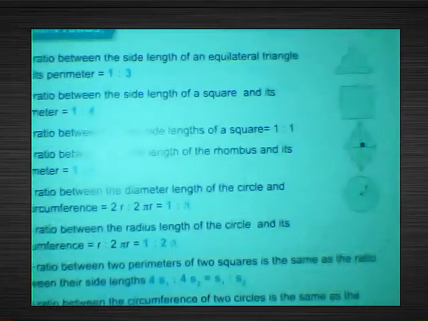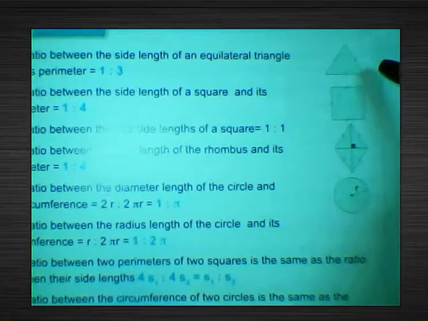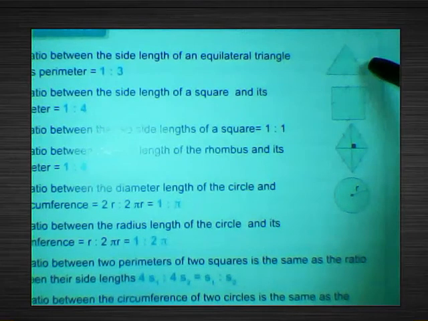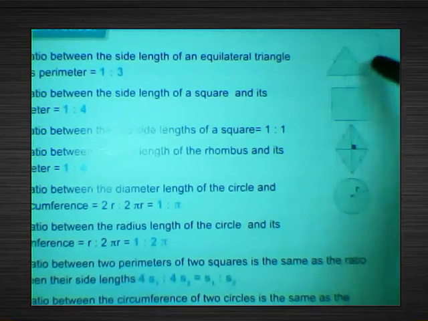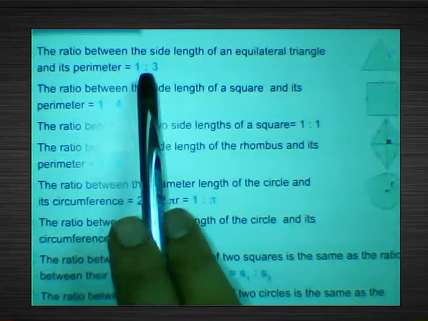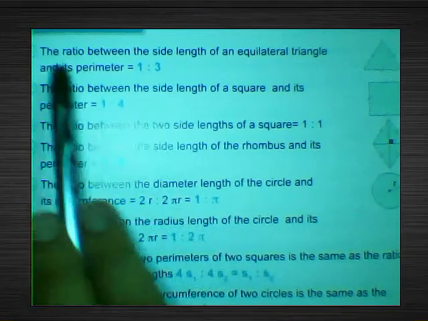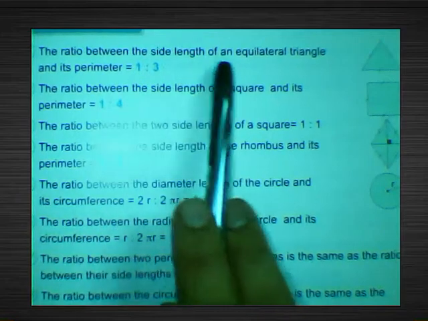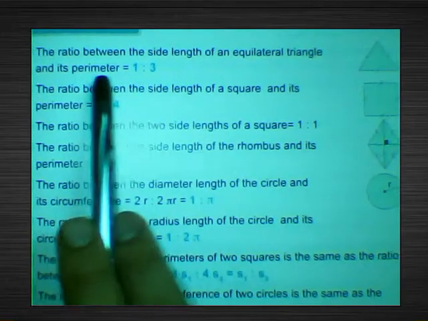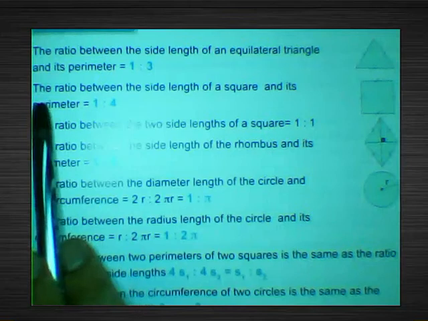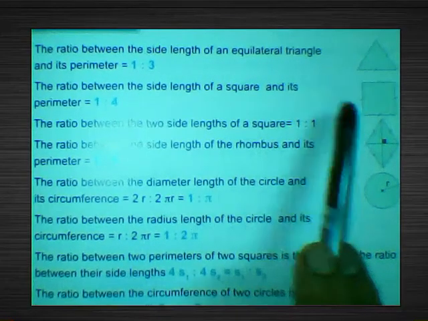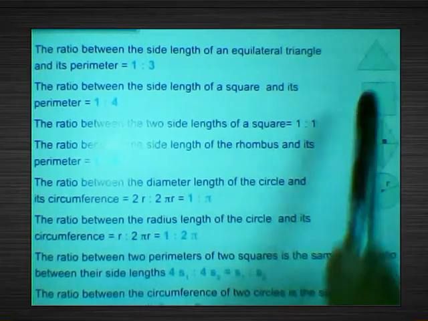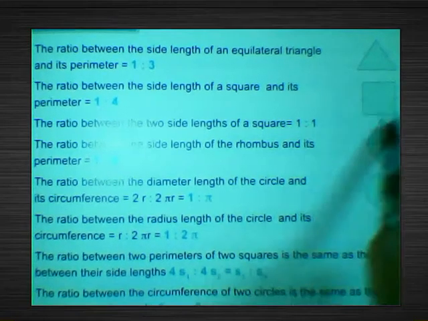Okay, look at this figure. It's an equilateral triangle. The ratio between the side length and the perimeter is 1 to 3. I will say it again. The ratio between the side length of an equilateral triangle and its perimeter is 1 to 3. Number 2, the ratio between the side length of a square and its perimeter is 1 to 4, because we have 4 side lengths in a square.